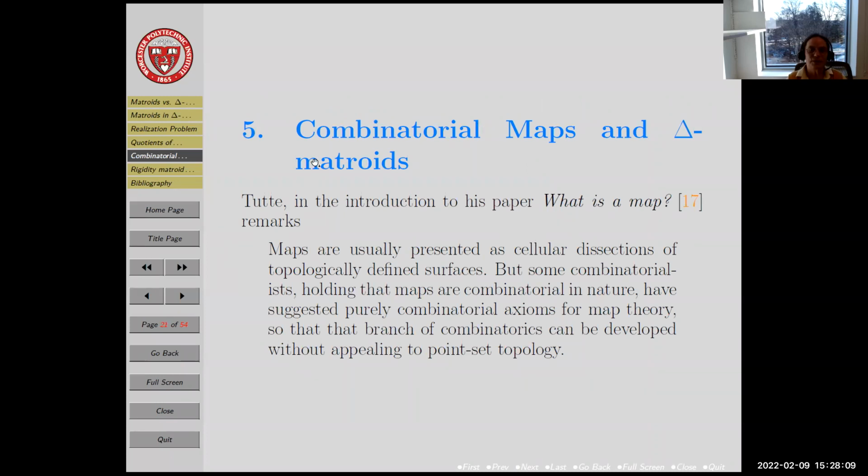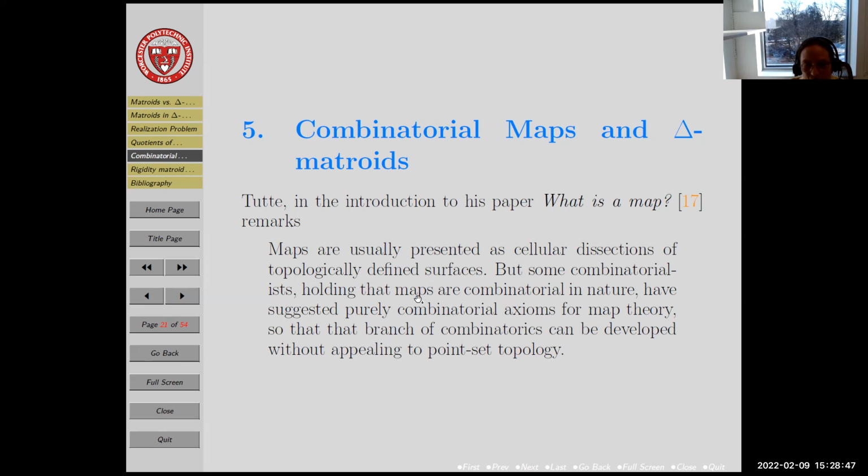But what I want to concentrate on is a little bit of the combinatorial maps and delta matroids approach. So when Tutte wrote his fundamental paper on maps, and it has the nice title, "What is a map?" He actually says that maps are usually presented as cellular dissections of topologically defined surfaces. So I need the topology first to say what a surface is, and then I can draw something on it, and then I can take the cellular approach.